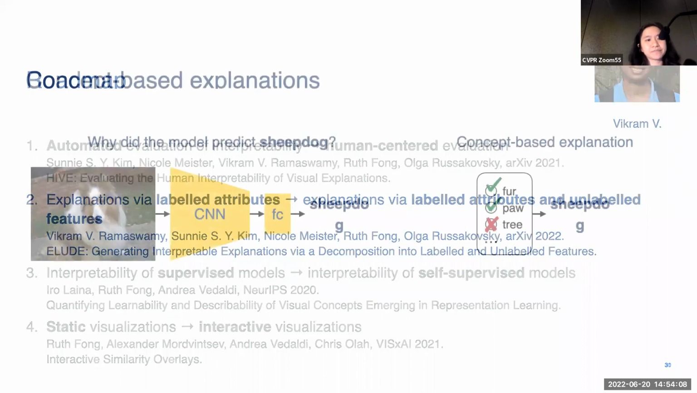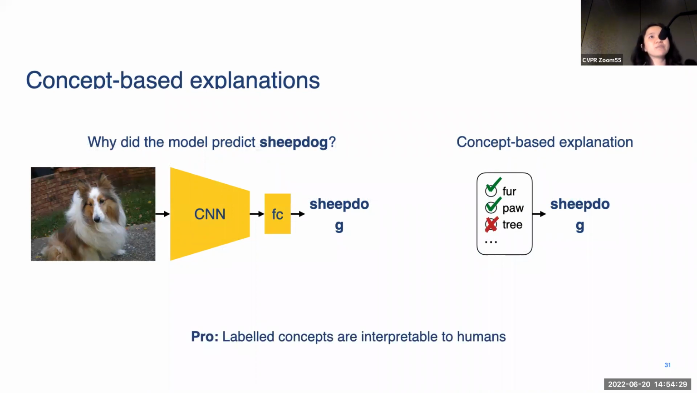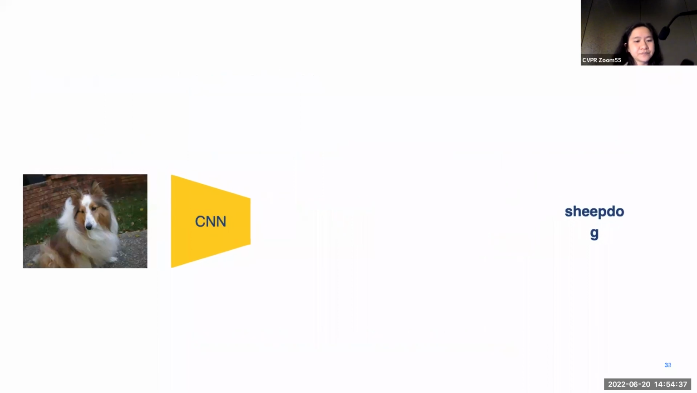So for background, concept-based explanations aim to answer the question, why did a model predict a certain class? They do this by explaining a prediction via the presence or absence of labeled attributes. For instance, a concept-based explanation may explain that this model predicts sheepdog when fur and paw are in the image, but when trees are not. And the main benefit to this approach is that labeled concepts are interpretable to humans. It's easy for us to reason about the presence of fur and paw and tree.